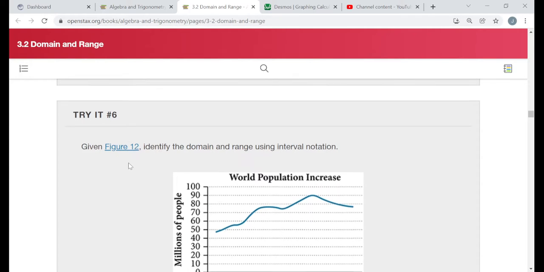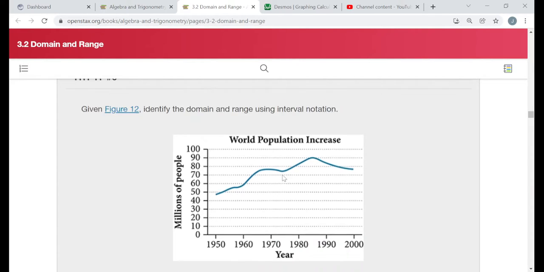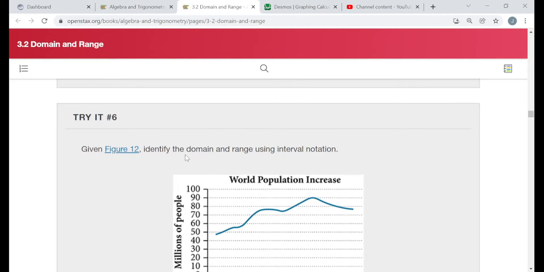Given figure 12 here, the horizontal axis is years, and the vertical axis represents millions of people, and it's a graph on world population increase. Looks like from 1950 to 2000 here. And it just says identify the domain and range using interval notation.